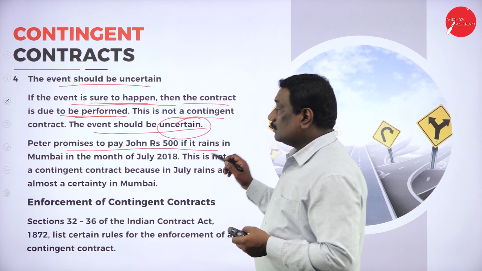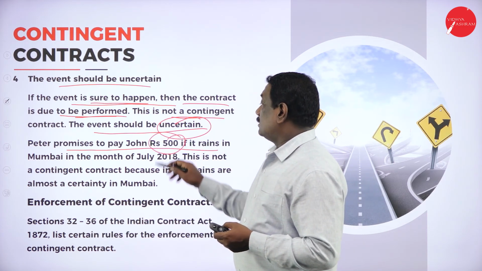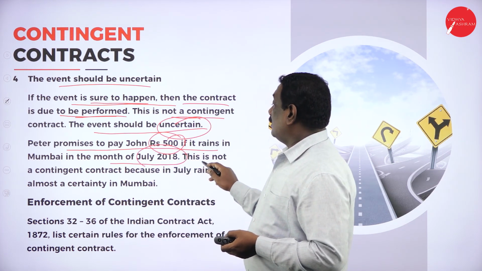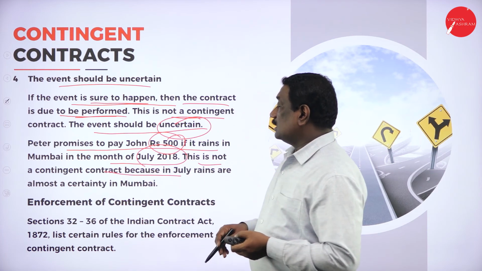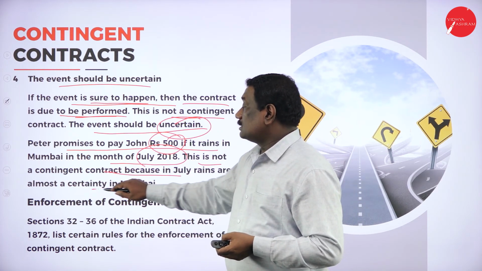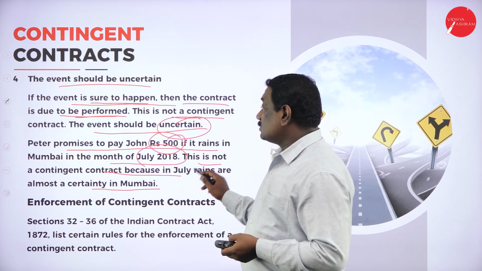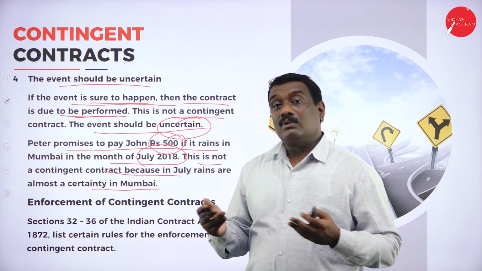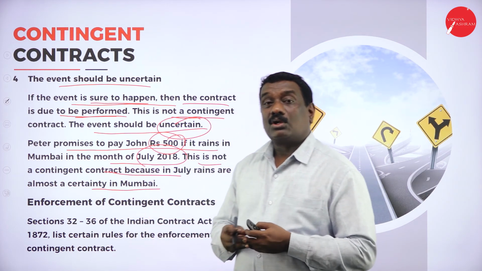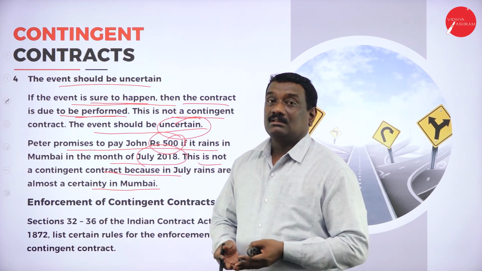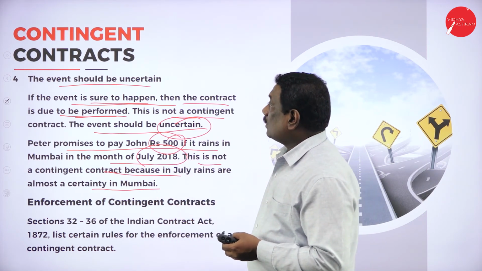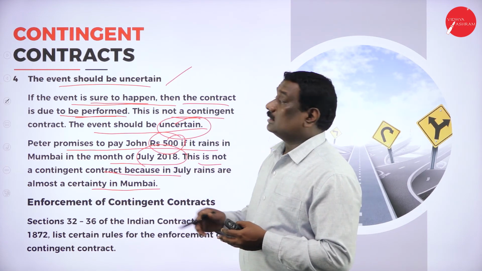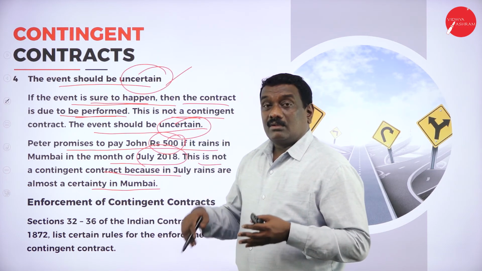Peter promises to pay, this is an example, rupees 500 if it rains in Mumbai in this month, July 2018. But this is not a contingent contract because in July rains are almost a certainty in Mumbai. Everyone knows from the month of May up to November it is a rainy season and surely there is going to be rain. So that is why it is not a contingent contract. For an event to be called a contingent contract, it should be uncertain, meaning it may or may not be.